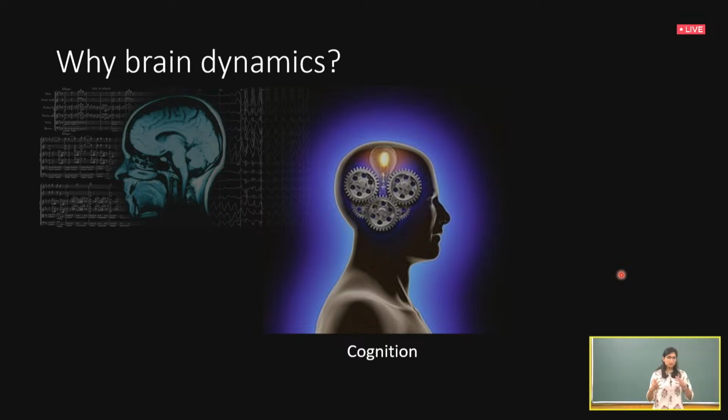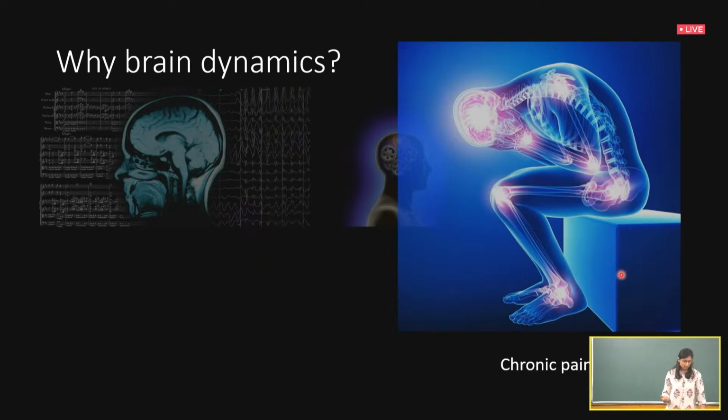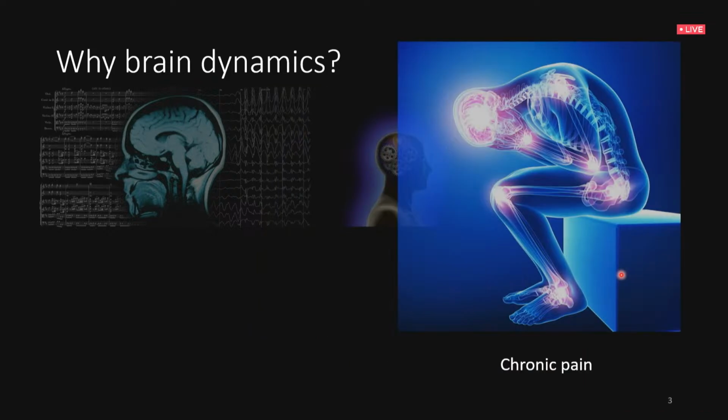this dynamical property can get altered in various neurological diseases like chronic pain, Alzheimer's disease, epilepsy, and so on. And if we can understand this dynamical behavior better, we can also develop better treatments for various neurological diseases. Some treatments can really improve if we understand these dynamics better.